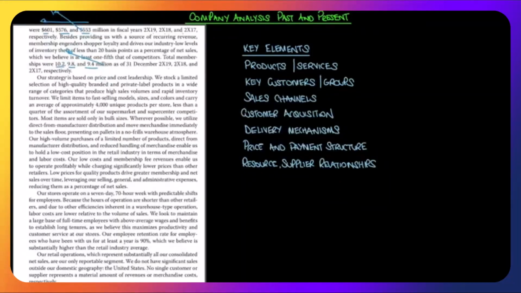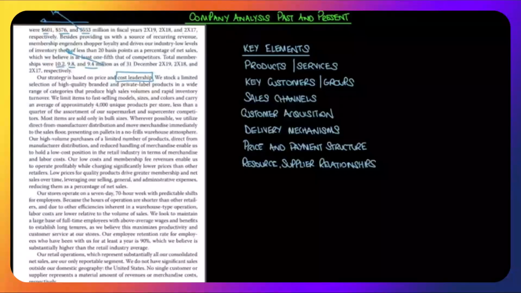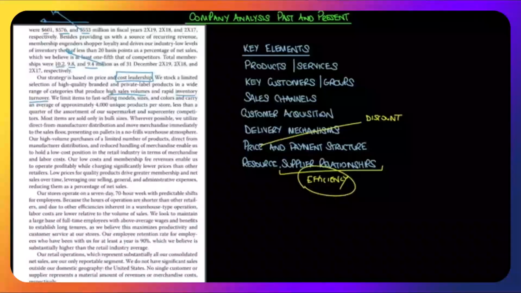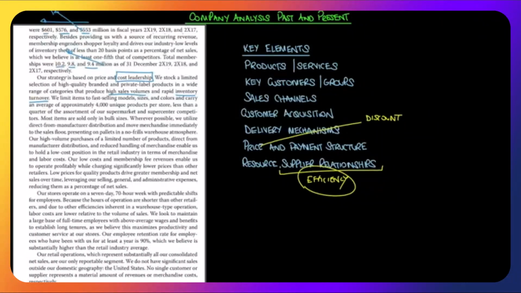Our strategy, here we are. Based on price and cost leadership. I think we kind of worked that out already, that we are a discount seller, but in terms of how we operate, what our model is, cost leadership. That makes efficiency, as I keep saying, absolutely key, and these supplier relationships absolutely key. Stock a limited selection of high-quality branded and private label products in a wide range of categories that produce high sales volumes, there you go, and rapid inventory turnover. That's working capital stuff. That is efficiency. This is exactly what I was saying earlier on. Razor-thin margins, but high efficiency.